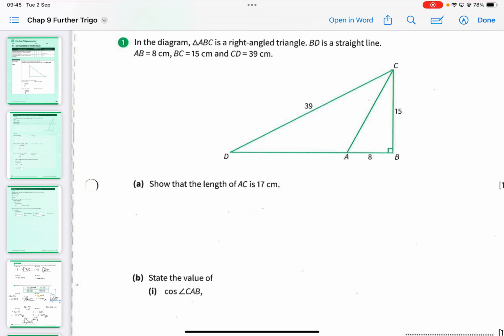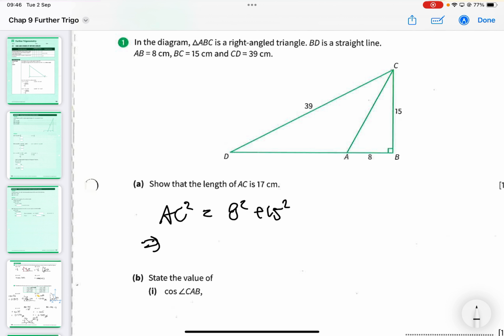Okay, we have a right angle triangle. When we go to part A, show that the length of AC is 17. AC is part of the right angle triangle ABC. Straight away I see a right angle, so I only think about Pythagoras or Trigo. To find the side, I know the two shorter sides, so I should be using Pythagoras. The longest side squared is equal to the two shorter sides squared and added together. From there, I can simplify and find that my AC is 17.